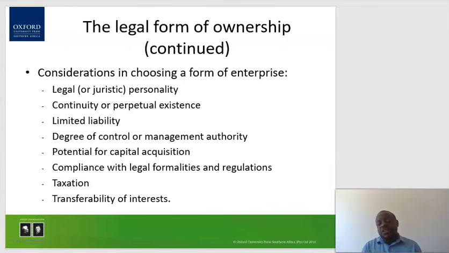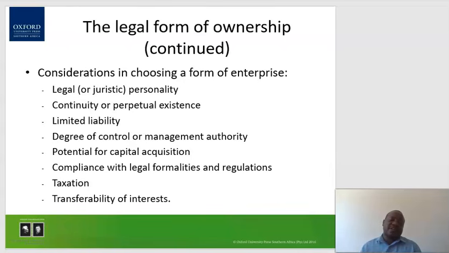Then also the issue of tax. How do you want your business to be taxed? Do you want it to be taxed separately from the owners, or do you want it to be taxed as part of the income of the owners? Obviously for companies, they are taxed separately. Sole proprietorships, since they are not regarded as separate legal persons, the profits of the business are taxed as the income of the owner.